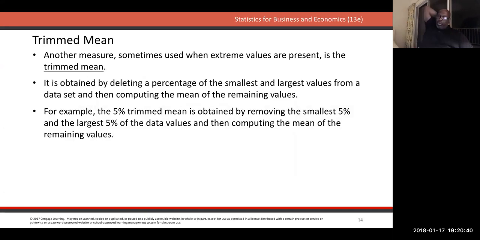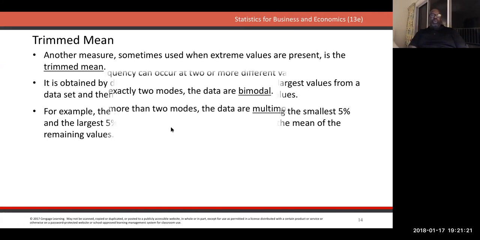We won't deal much with the trimmed mean, but sometimes you have some extreme values in a data set, and if you delete a percentage of the smallest and largest numbers, you could actually trim the mean. You don't want extreme values to bias your calculations. So just to explain what a trimmed mean is, you trim the data by taking out the extremes and then calculating the mean. For example, a 5% trimmed mean is obtained by removing the smallest 5% values and the largest 5% values, and then computing the mean of the remaining values. So we won't do that too much.